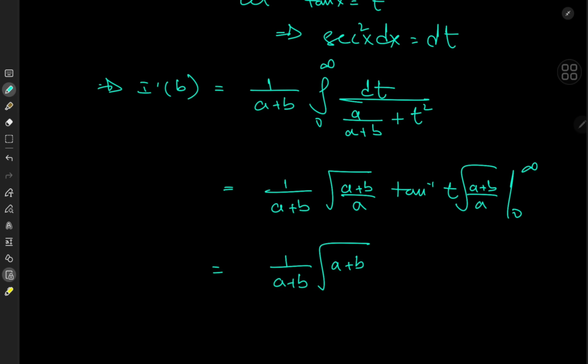But wait, there's some nice cancellation here. Root a plus b over a plus b is actually equal to 1 over root a plus b. So we have 1 over root a times root a plus b. And we have pi over 2 minus, as the argument approaches 0, the function again approaches 0. So the result is just this really nice looking pi over 2 times this function here of a plus b.